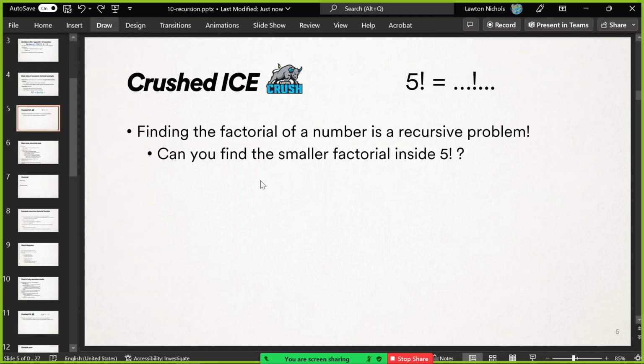You'll tell me what to circle. But factorial, it is a recursive problem. Can you find a smaller factorial inside of 5 factorial? 5 times 4 times 3 times 2 times 1.